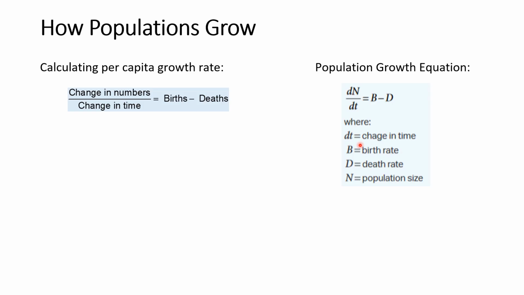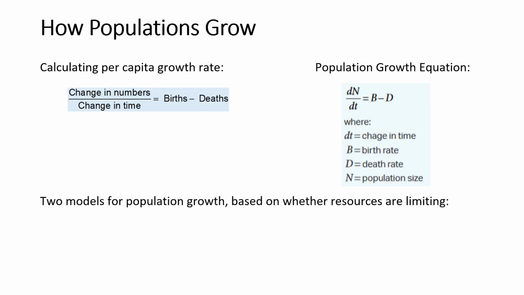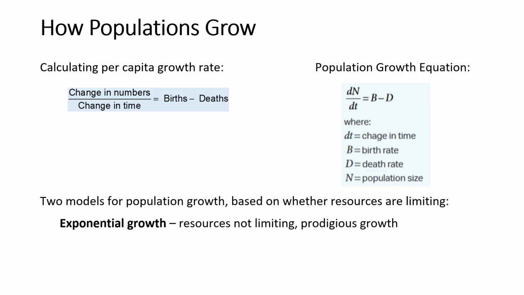And so we have to add in some components here. Notice we're looking at the change in population size divided by the change in time, and of course B and D are the birth rate and death rate. This is just the basic equation. We're going to come back and use some of these terms and reorganize them algebraically to understand the two models of population growth. There are generally two ways or models that describe how a population would grow, and they're based off of resource availability.